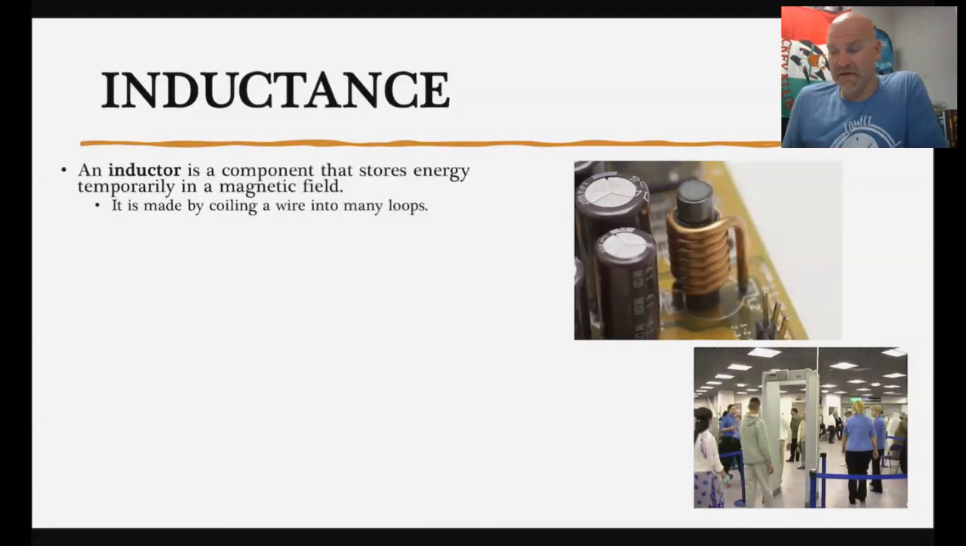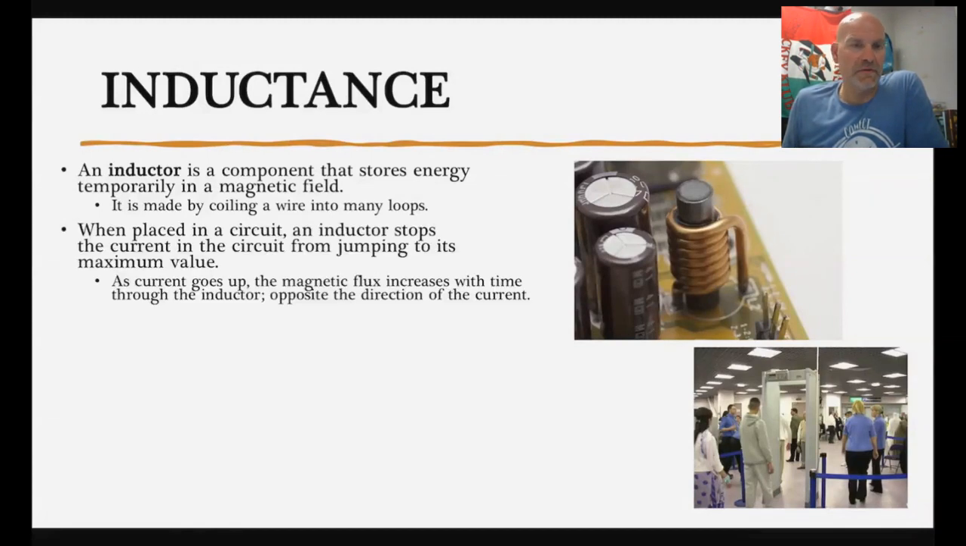All right, so inductance. An inductor is a component that stores energy temporarily in a magnetic field. What it is, it's essentially like a solenoid, right? It's made by coiling wires into many loops. But when you place it in a circuit, the inductor stops the current in the circuit from jumping to the maximum value. It's going to increase the magnetic flux, but it'll oppose the direction of the current.